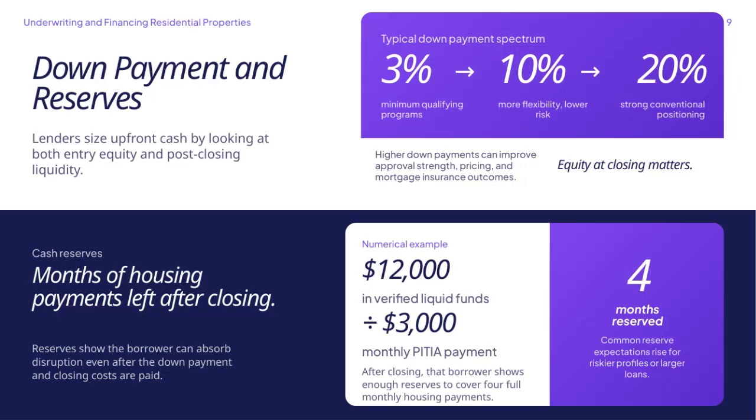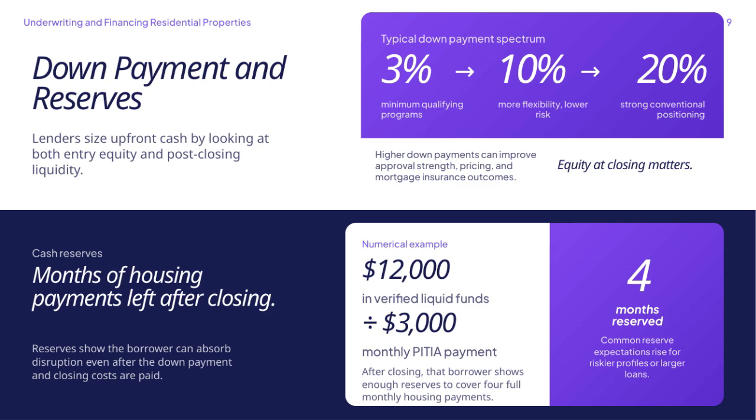When lenders evaluate upfront cash requirements, they look at both the entry equity or down payment and the cash reserves a borrower has after closing. A higher down payment can significantly strengthen your loan approval chances, lead to better pricing, and positively affect mortgage insurance outcomes. Equity at closing is a key factor lenders prioritize.